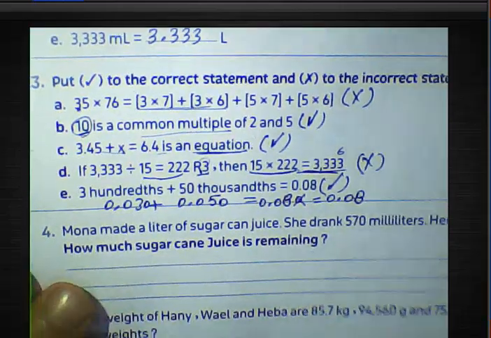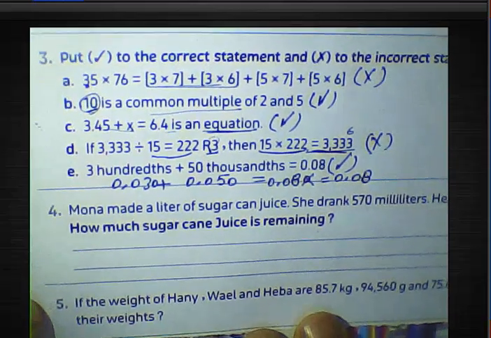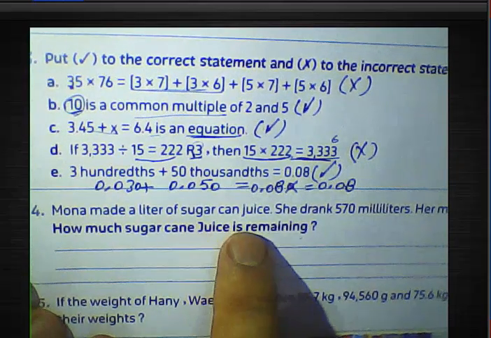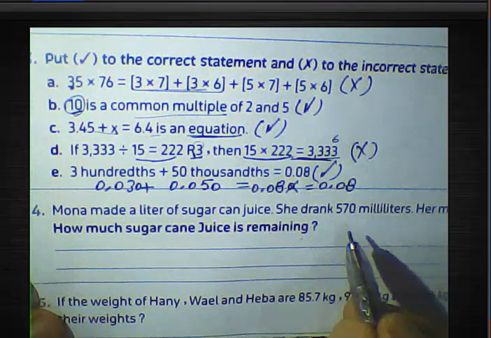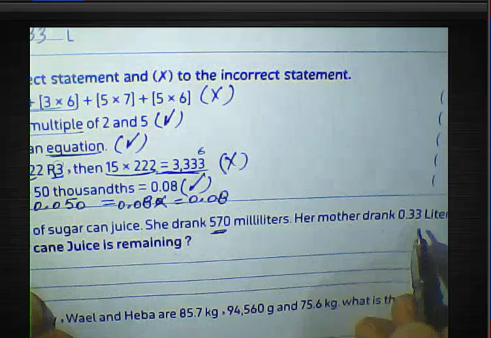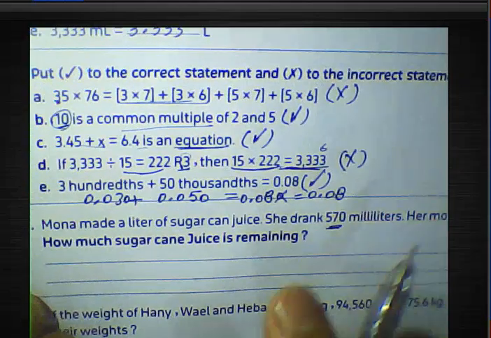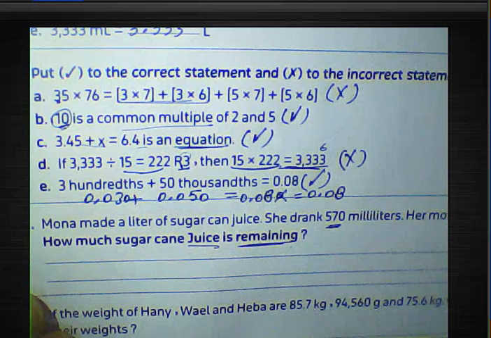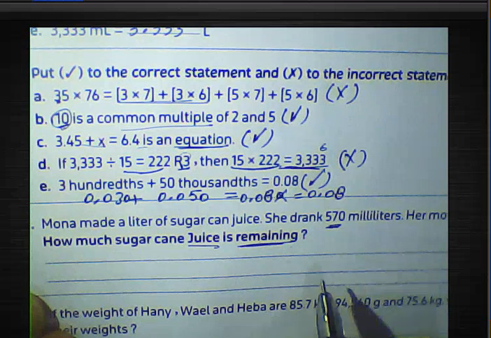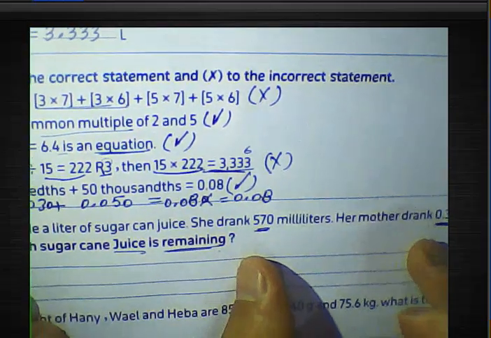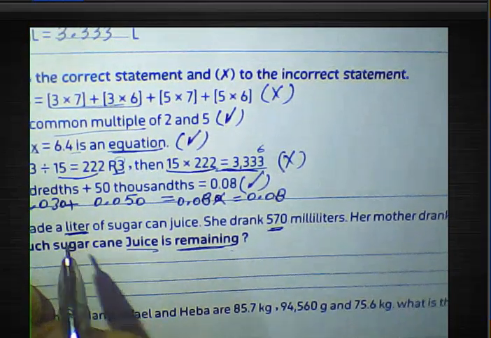Question number 4. Mona made a liter of sugar cane juice. She drank 750 milliliter. Her mother drank 0.33 liters. How much sugar cane juice is remaining? We can add them and subtract the result from 1 liter because she made a liter of sugar cane juice.